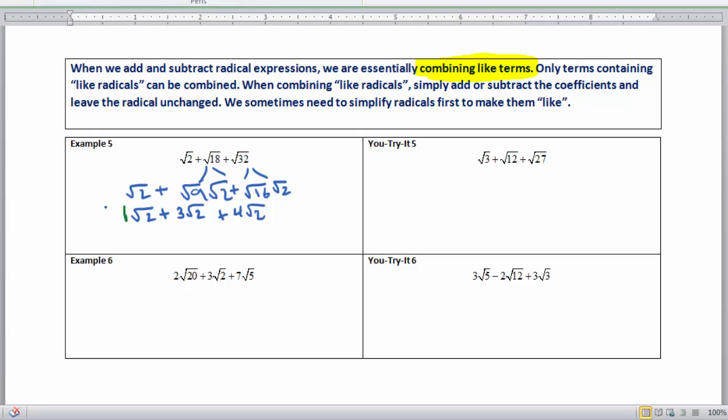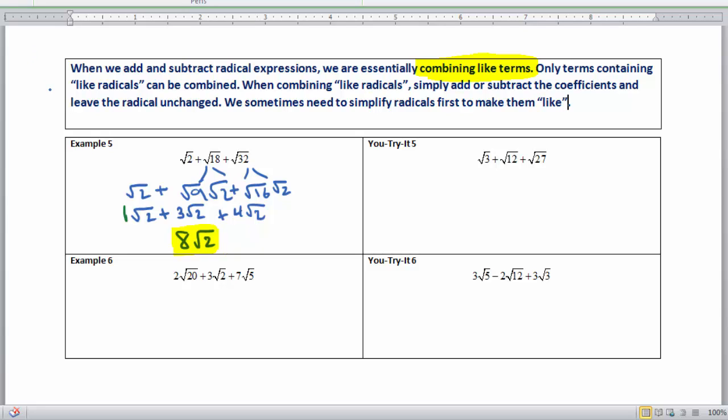So we just add them like we're combining like terms. 1 plus 3 plus 4 is 8. So we have 8 times the square root of 2, or 8 radical 2, right? Some people will say 8 times the square root of 2. Some people say 8 radical 2. Or 8 square roots of 2, some people say. But either way, it's just the same thing. Okay, so there we go. So that one they were all like.